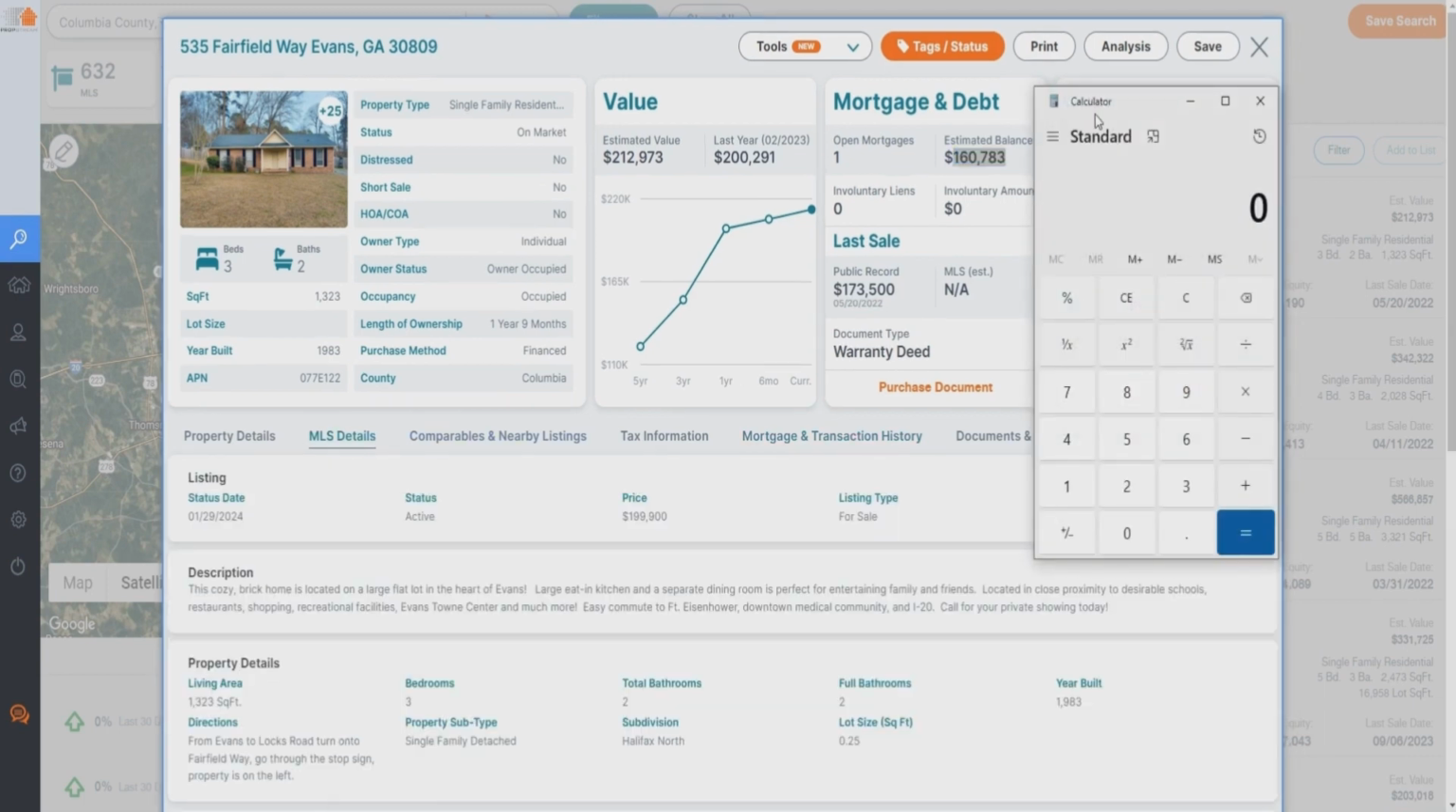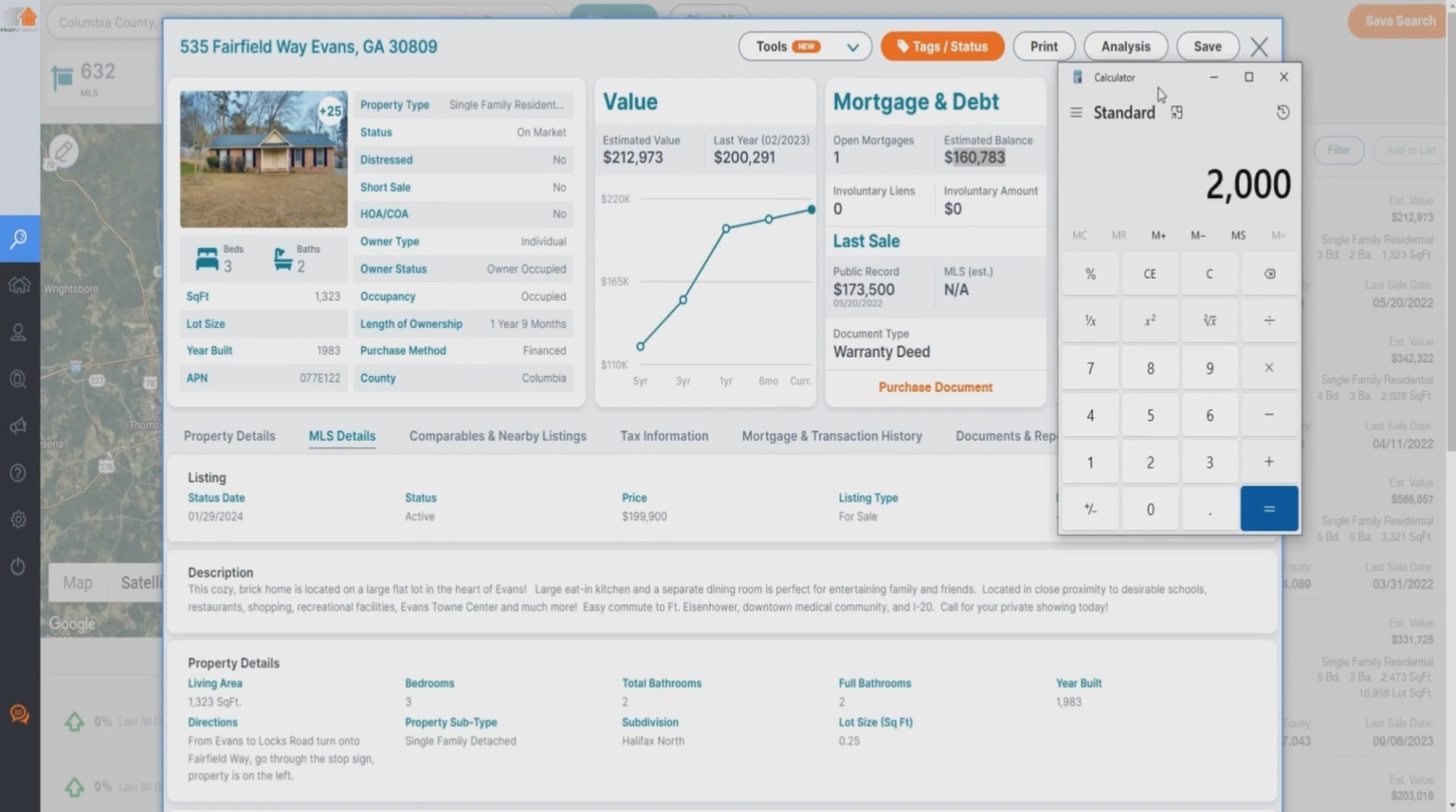So let's take $200,000, 10% of that, which is going to be 20 grand. That puts us at 180. They got an estimated balance of 160. So they have about, looks like 20% equity remaining in the property, if I'm doing my math right.